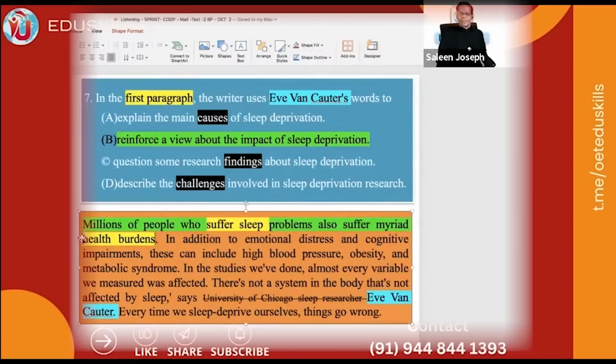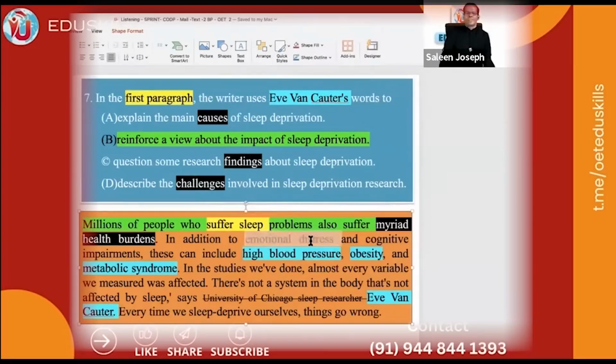Now, the supporting sentence has to explain this controlling idea. Myriad health problems, many health problems, many health burdens. What are they? High blood pressure, obesity, metabolic syndrome. See how beautifully they explain it. In addition to emotional distress and cognitive impairments, that's also there, but these are the main things, the other health burdens.